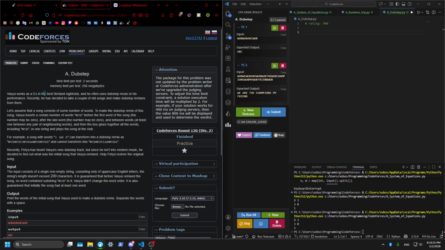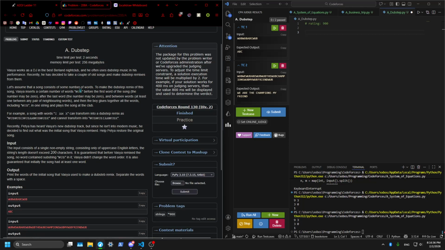Vasya works as a DJ in the best Berlin nightclub. He often uses dubstep music in his performance. A couple of old songs and makes a dubstep remix. Assume a song consists of some number of words. To make the dubstep remix, he inserts a certain number of words WUB before the first word of the song. The number may be 0 after the last word. In between, okay. Then glues, okay.